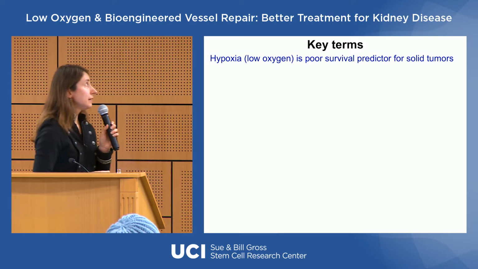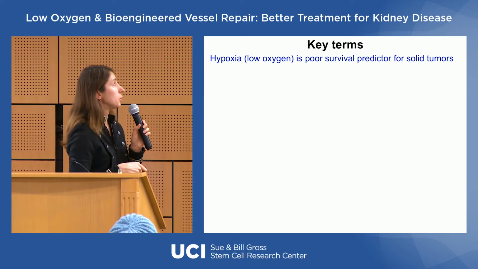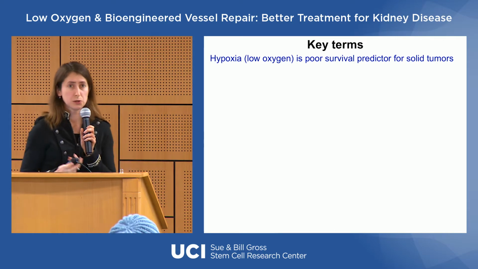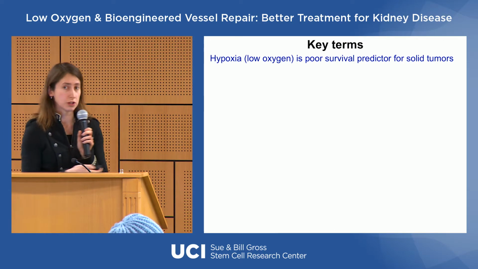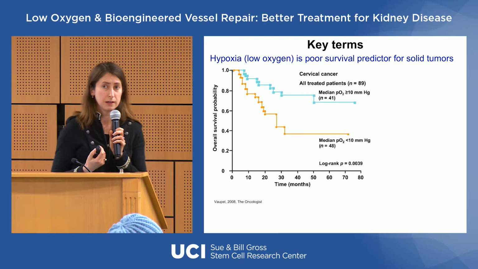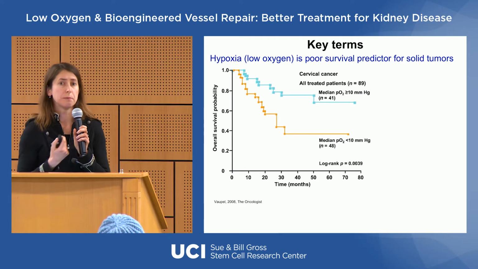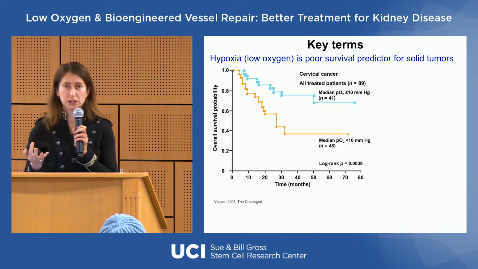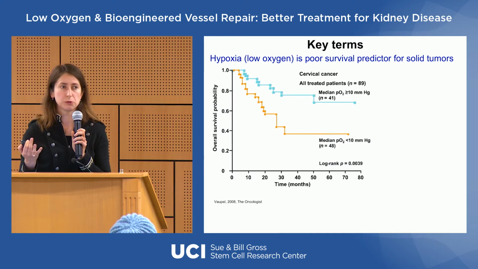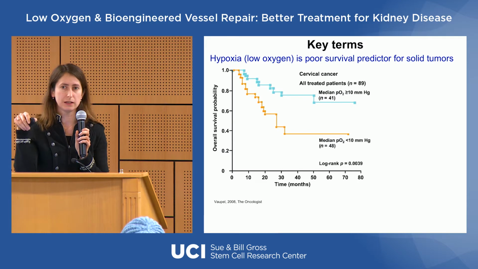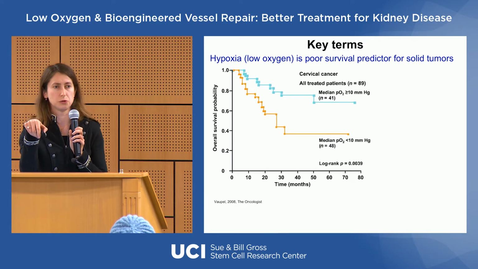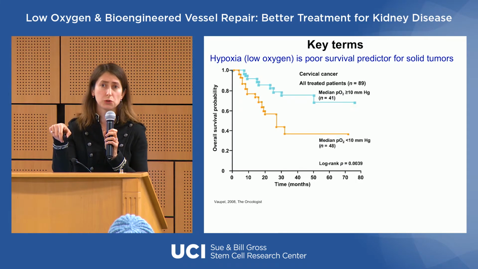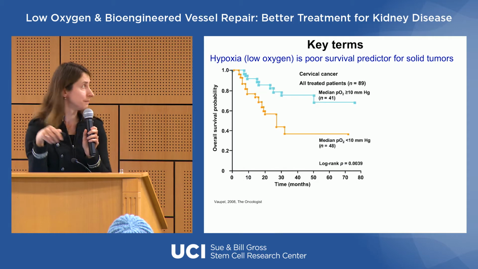So finally, we are going to talk about hypoxia or low oxygen as a poor survival predictor for solid tumors. So this is why we care about oxygen in solid tumors, because really, the better the oxygenation, the better the survival of the patients. So how do we measure oxygen in the tumors? There are multiple ways to do it, and one of them is just sticking the electrode into the solid tumor. And then it's going to give us a reading. It's going to say how much oxygen is in that particular region.